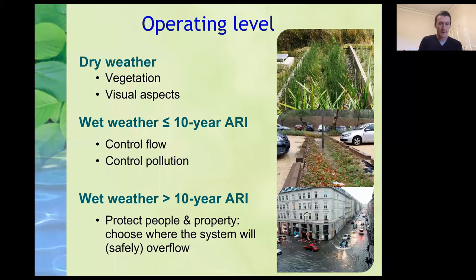In our wet weather, up to say a 10-year average recurrence interval system, we need to control the flow into the system, control the pollution, etc. We may have a bypass even there. And then for really large events, we need to make sure that the system does not compromise the hydraulic capacity of the drainage system. So water sensitive urban design is not about foregoing drainage performance in order to get flow regime and water quality outcomes. We need to make sure that our conveyance system is still able to work appropriately, and so we can convey those above design flows safely.